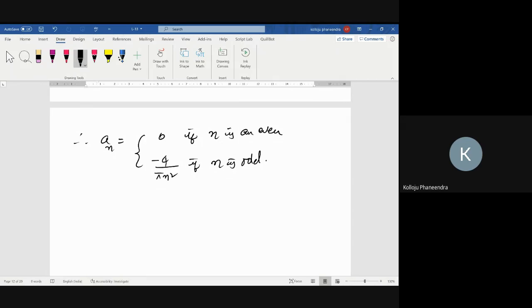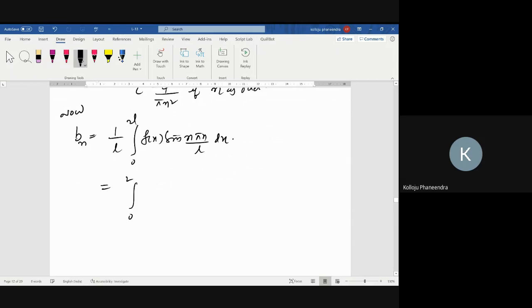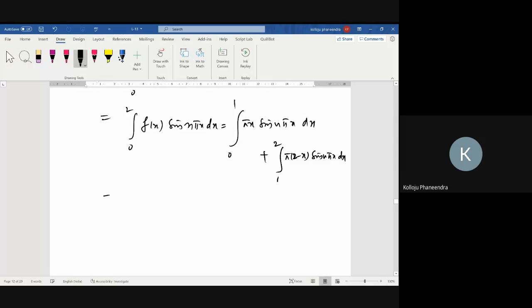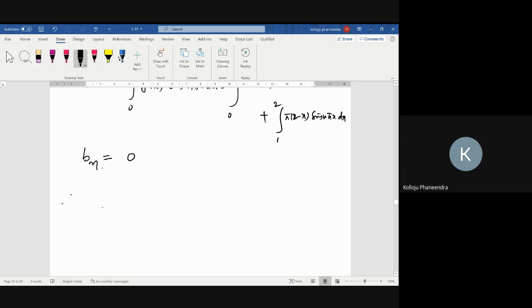Now, what is another one? Bn. Similarly, what is Bn formula? 1 by L, 0 to 2L, f of x into sin n pi x by L dx, okay? And L value 1, so this is 0 to 2, f of x into sin n pi x. Okay, just I will give a hint and I will leave it to you. Integral 0 to 1 of pi x into sin n pi x dx plus 1 to 2 pi into 2 minus x sin n pi x dx. Okay, and the result is bn value 0. Bn value 0. Okay, therefore you calculate that value.